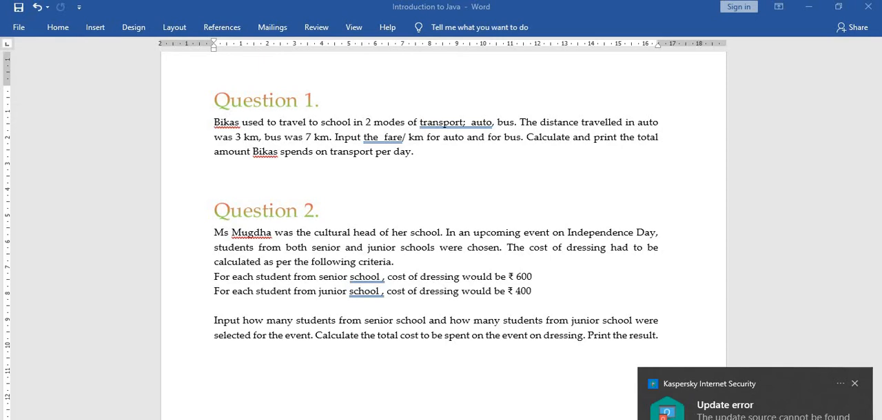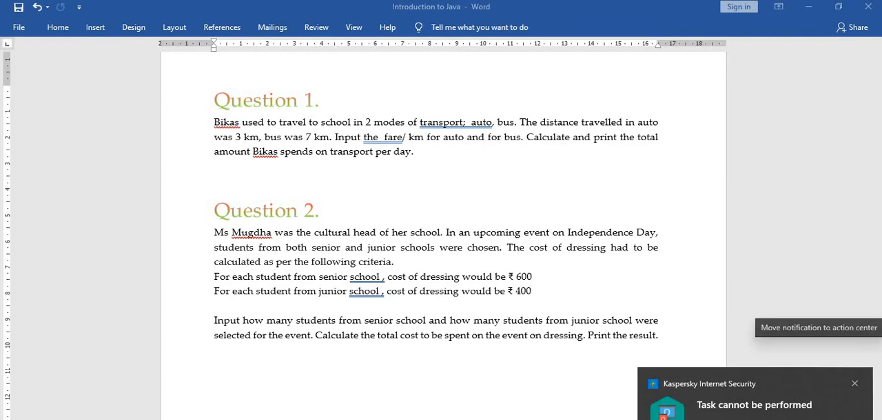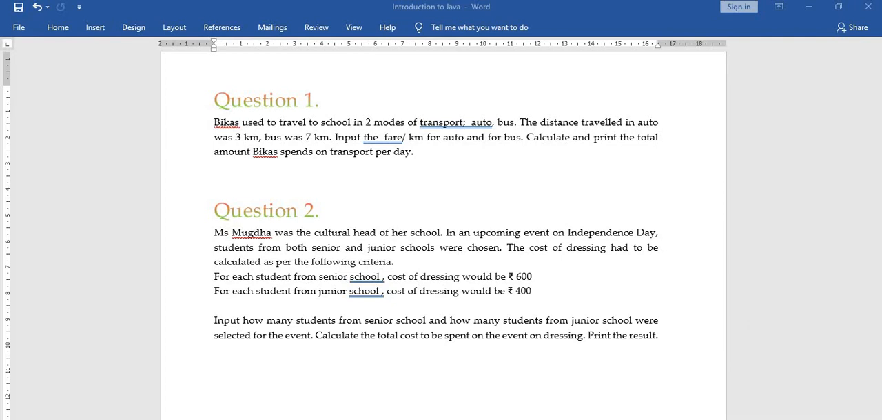The first one. Vikas used to go to school in two modes of transport, auto and bus. Very struggling boy Vikas, you see. The distance travelled in auto was 3 km and bus was 7 km. Now, input the fare per kilometer for auto and for bus. Calculate and print the total amount Vikas spends on transport per day.